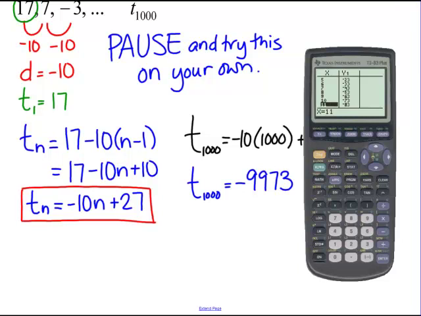Now, you don't want to scroll all the way down to 1,000, so let's talk about how to do that in your calculator. Choose second, then table settings. Then use the arrow keys to go down and change the independent variable from auto to ask. Now, if you go back to your table, you can input any value you want for n and get the nth term of that sequence.